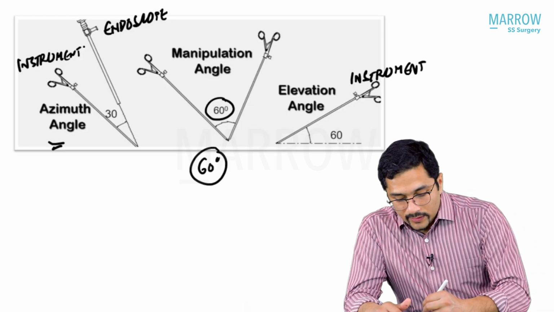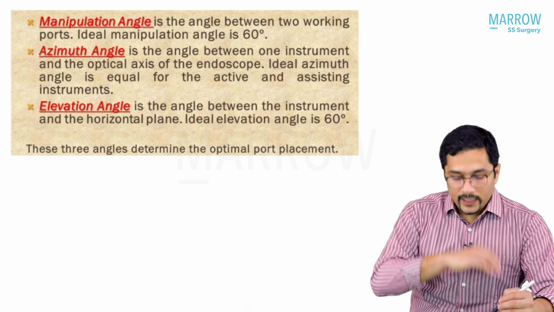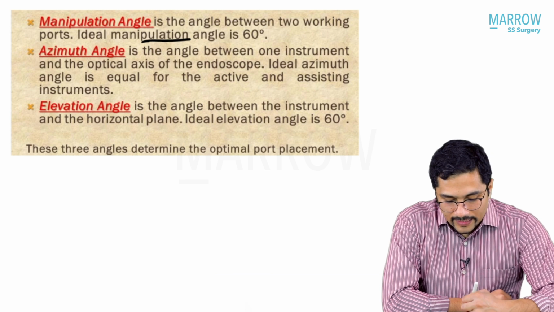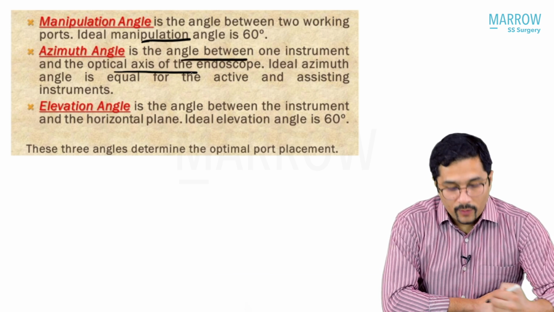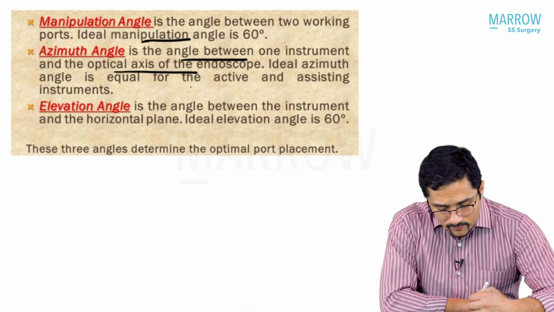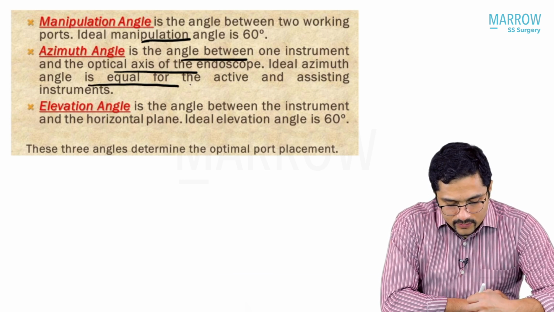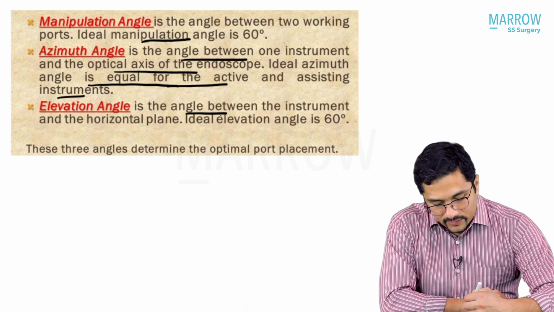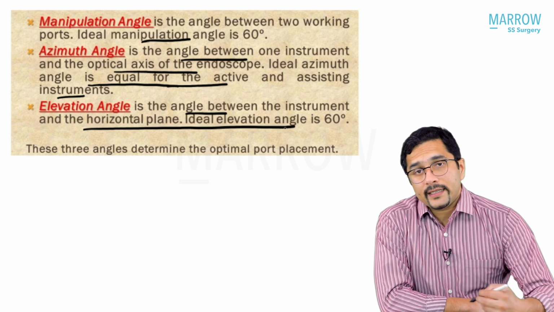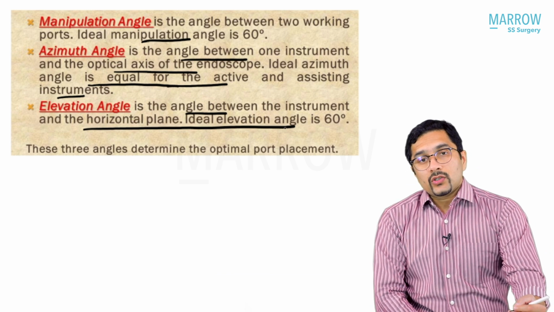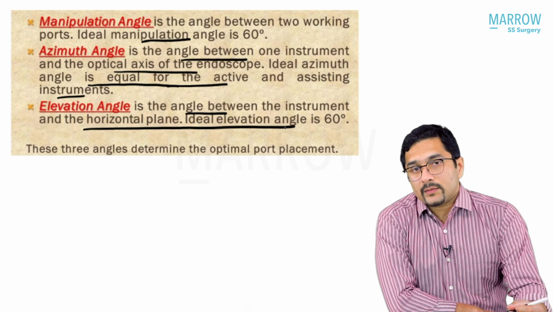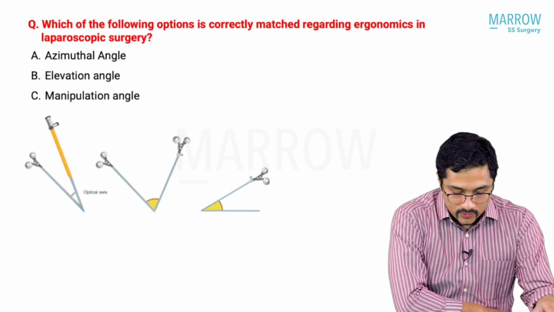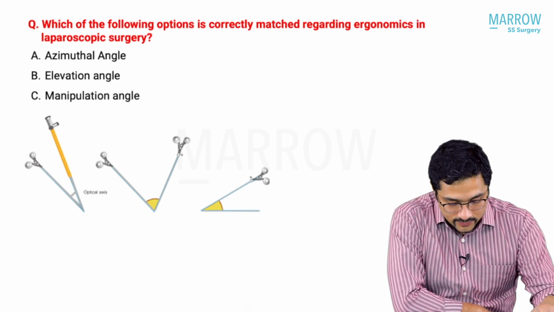I've already told you the definitions. Manipulation angle is between the two working ports. Ideal is 60 degrees. Azimuth is between one instrument and the optical axis of the endoscope. Ideal azimuth angle is equal for active and assisting instruments. Elevation angle is the angle between the instrument and the horizontal plane. Ideally, this is also 60 degrees. So, you should know about these angles. They have been asked previously also, and this time also there were two questions. The second question was which has been correctly matched here.